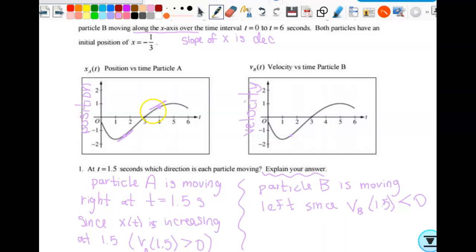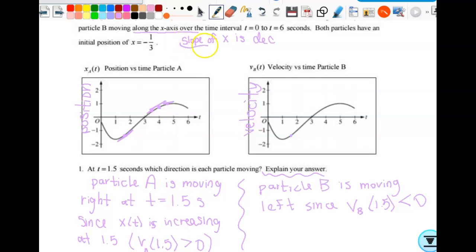If I choose a point right here, really close on the left side, I can see that the slope is just slightly steeper. If I choose a point here on the right, I can see that that slope is slightly less steep. So the slope of x is decreasing as we pass through time equals 4.